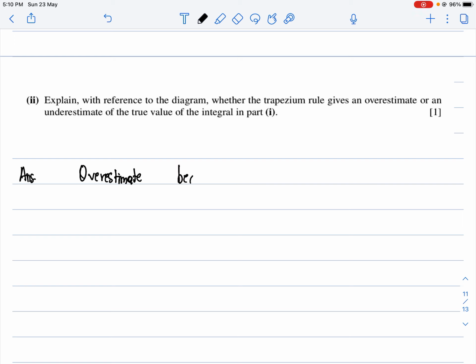because the curve has an increasing gradient. Sorry, my bad.